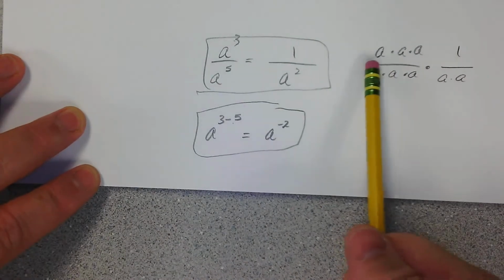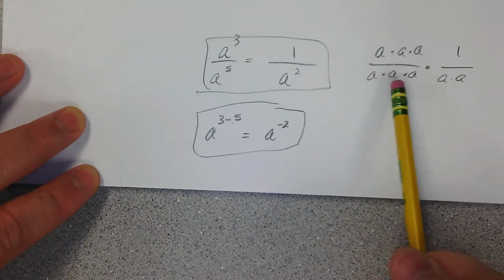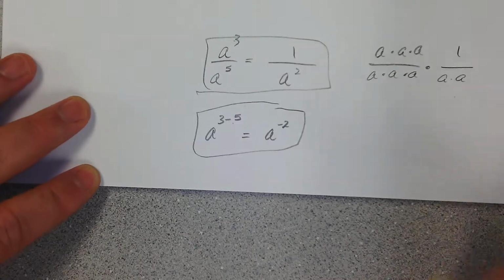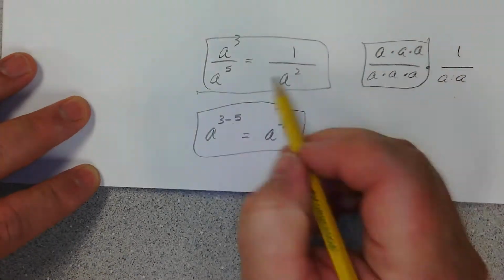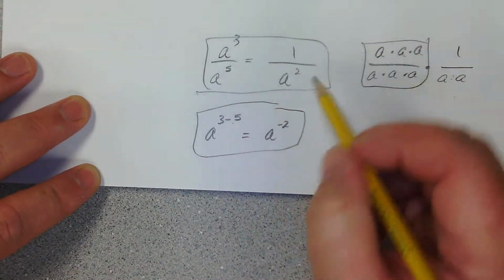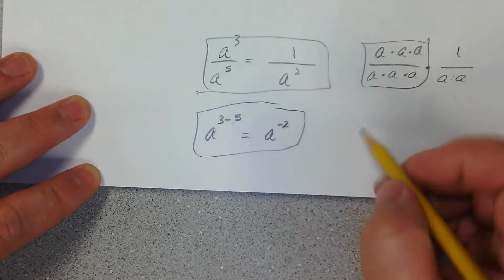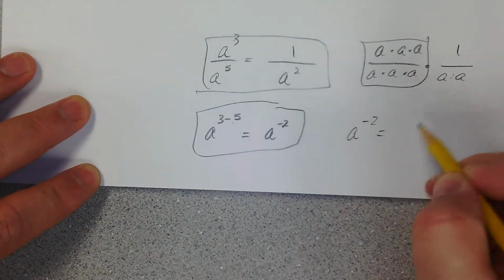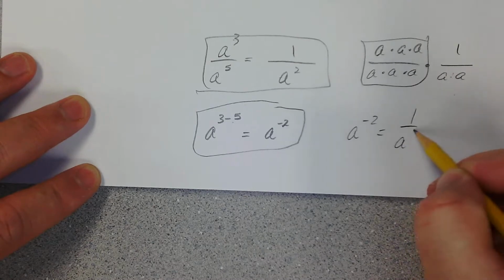Would you agree this is a to the third? And this is a to the third times a squared, that's a to the fifth? Well, this all reduces to 1. This is true. That means that if this is true, and this is also true, that means that a to the power of negative 2 has to equal 1 over a squared.